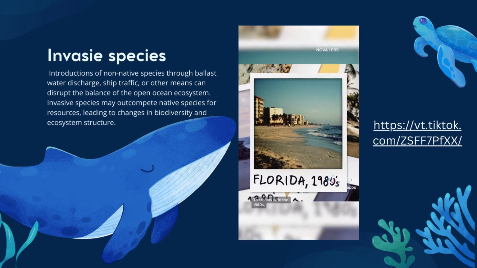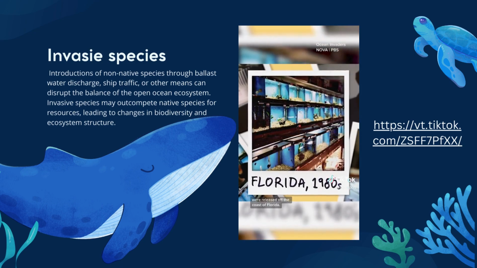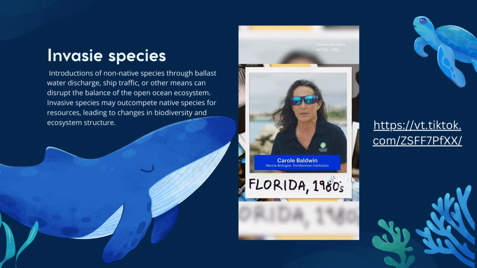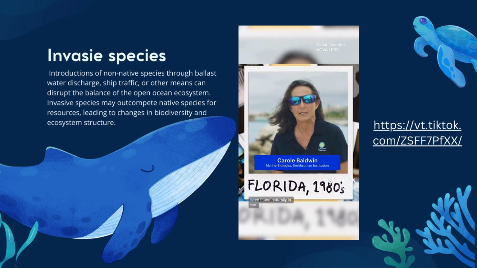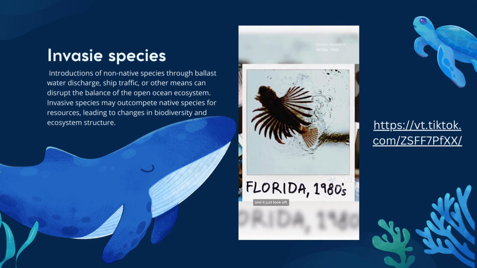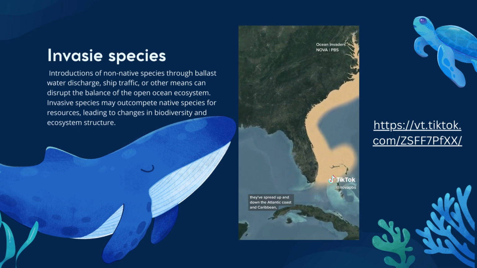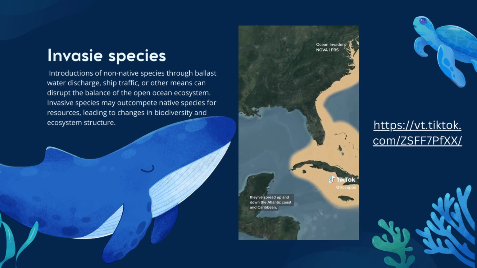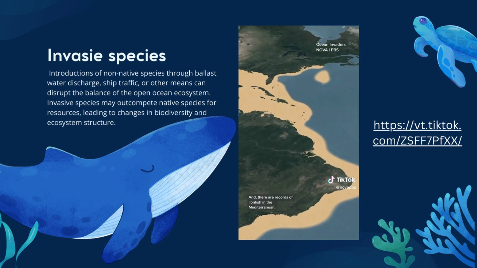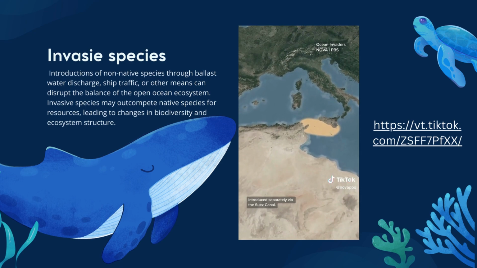The theory is, in the 1980s, lionfish living in home aquariums were released off the coast of Florida. Somebody took this species that had never been found naturally in the Atlantic Ocean and dumped it in. And it just took off. Over the past few decades, they've spread up and down the Atlantic coast and Caribbean, from North America all the way down to Brazil. And there are records of lionfish in the Mediterranean, introduced separately via the Suez Canal.